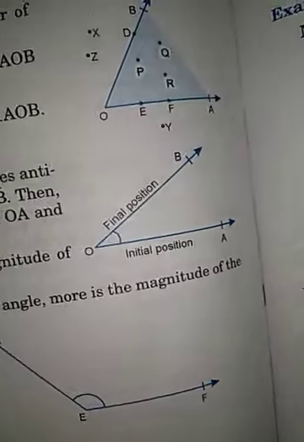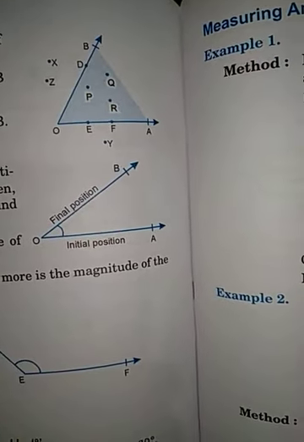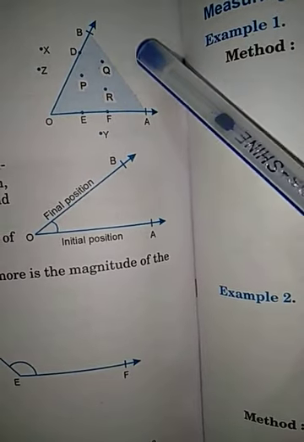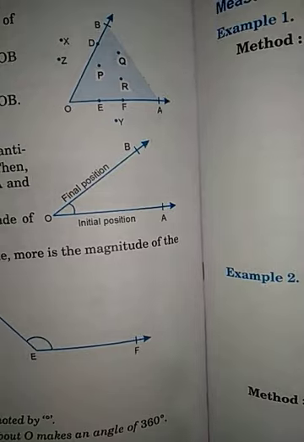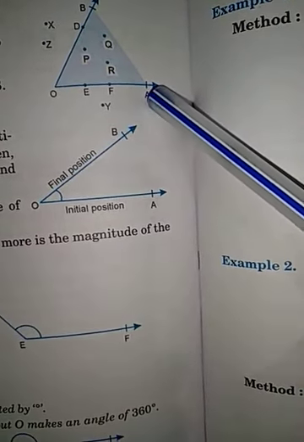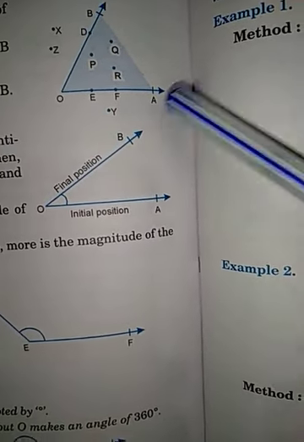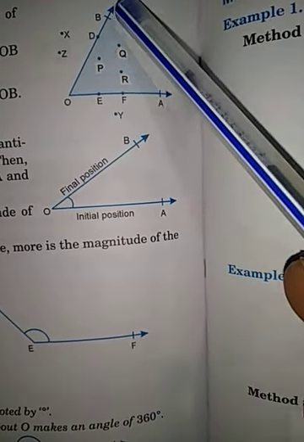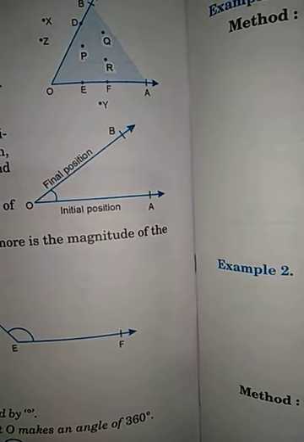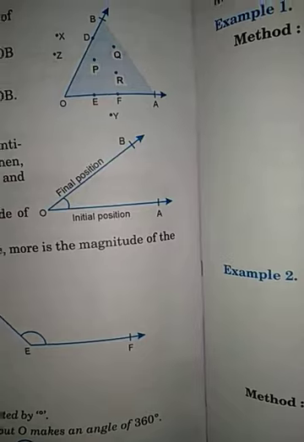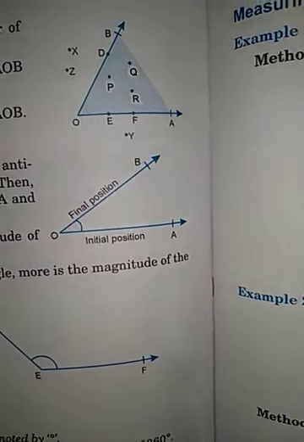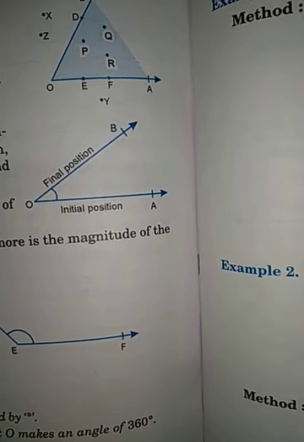Look at this figure. The points P, Q and R lie inside the angle AOB. So these are interior points of angle AOB. Now the points O, A, B and D, E, F lie on the boundary of the angle AOB. The points X, Y and Z lie outside the angle AOB. So these are the exterior points of angle AOB. Which points are exterior to the angle? Point X, point Y and point Z are the exterior points of angle AOB.